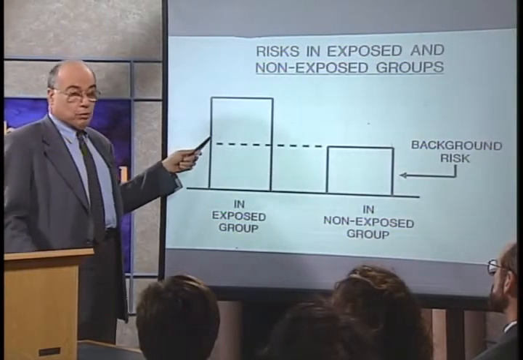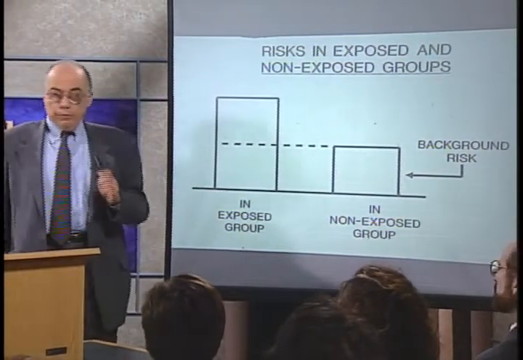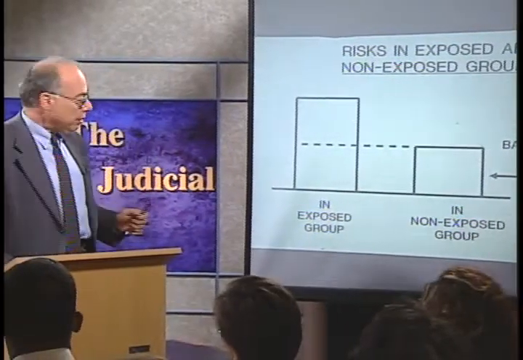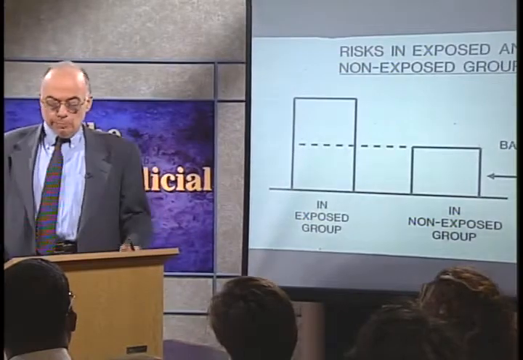What we see is that the non-exposed group basically represent a background group. They weren't radiated in this example. They have a background risk. And this background risk is a risk that even the exposed people share because they're members of society and members of the community.